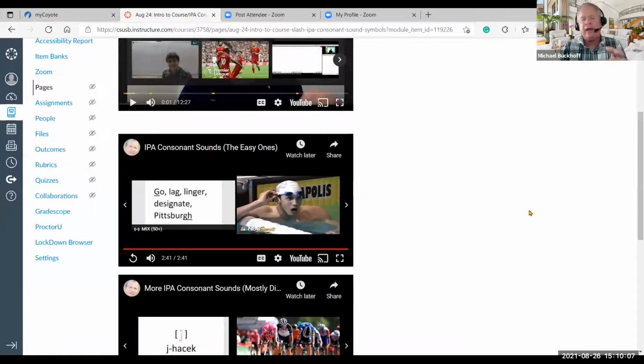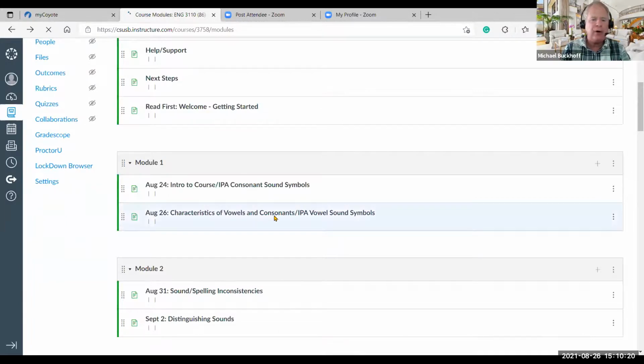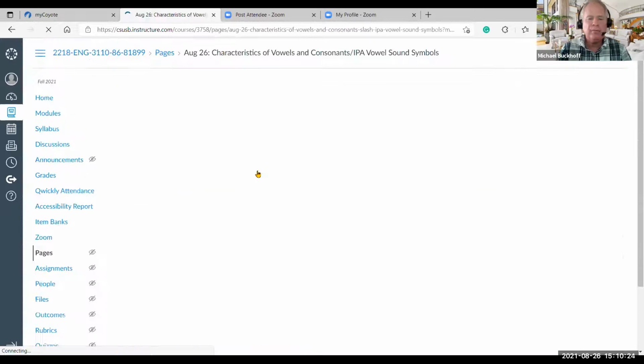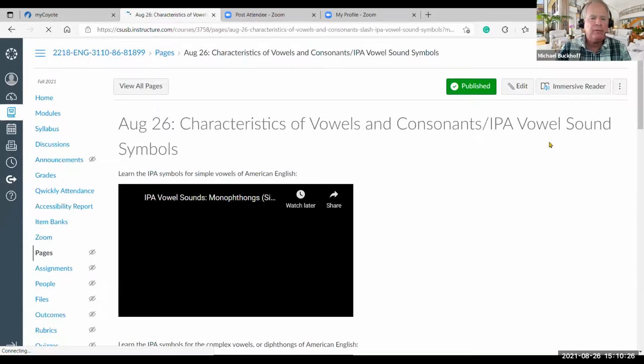So that's the basic introduction. You want to make sure you're familiar with the symbols for the consonant sounds, both the easy ones and the more difficult ones that I presented to you right now. Now for the hardest part. The vowel sound symbols.